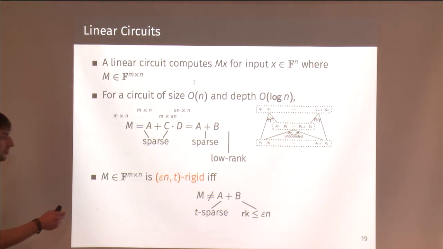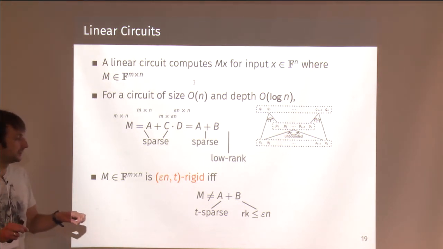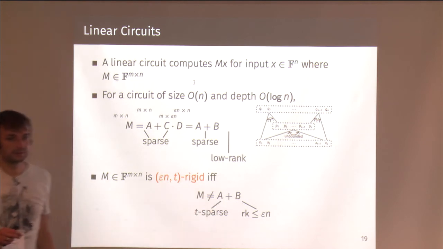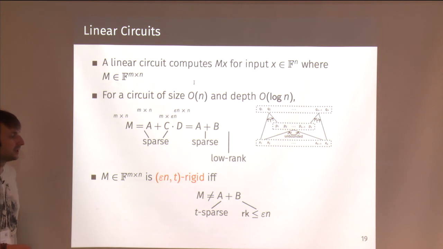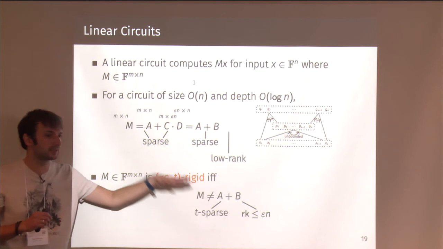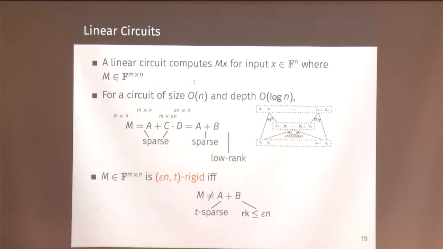So matrix is rigid if it cannot be written as a sum of sparse and low rank. It's epsilon n, T rigid if it cannot be written as a sum of a matrix of rank at most epsilon n and a T sparse matrix. And in this talk, whenever I say a matrix is sparse, I mean it's row sparse. T sparse means every row has at most T non-zeros.